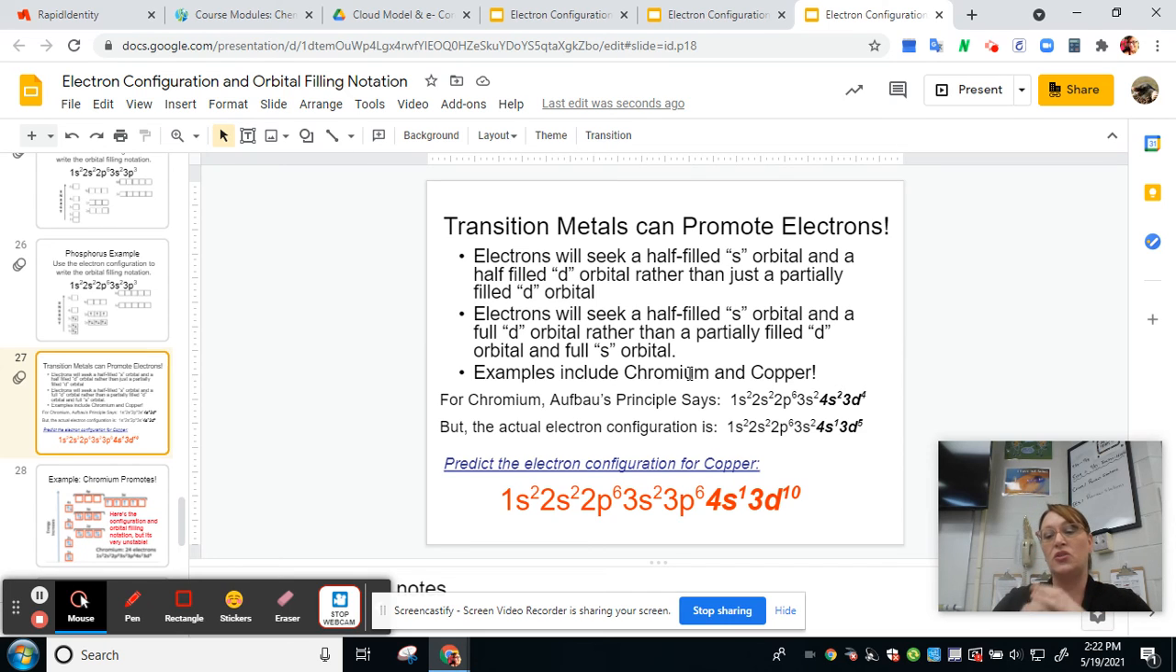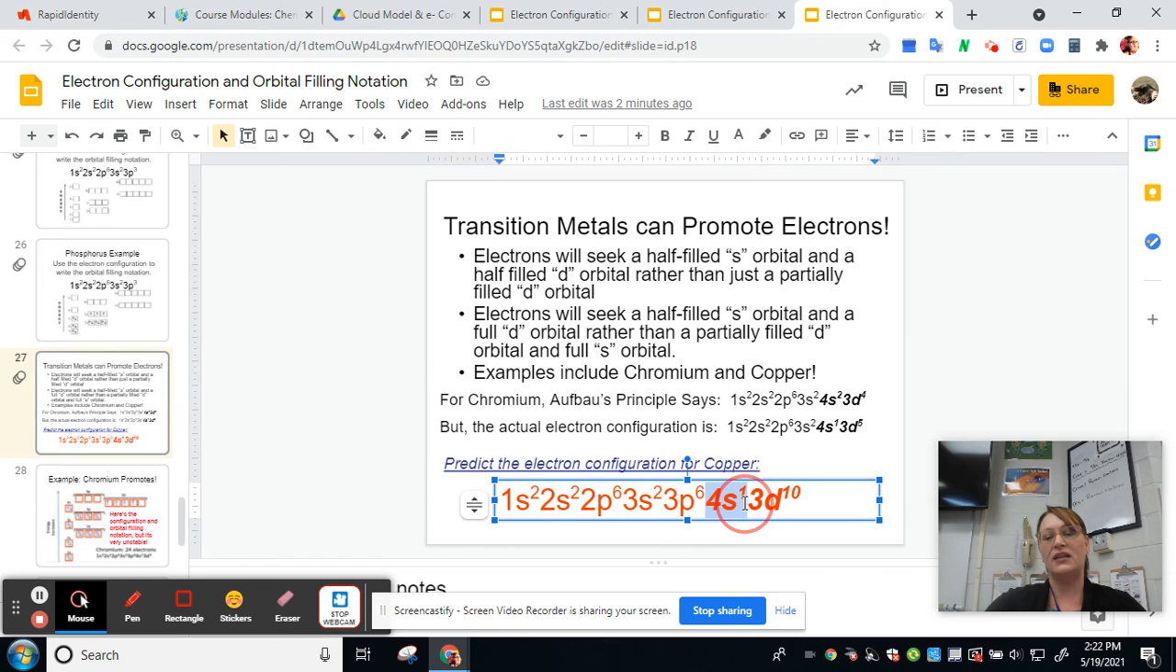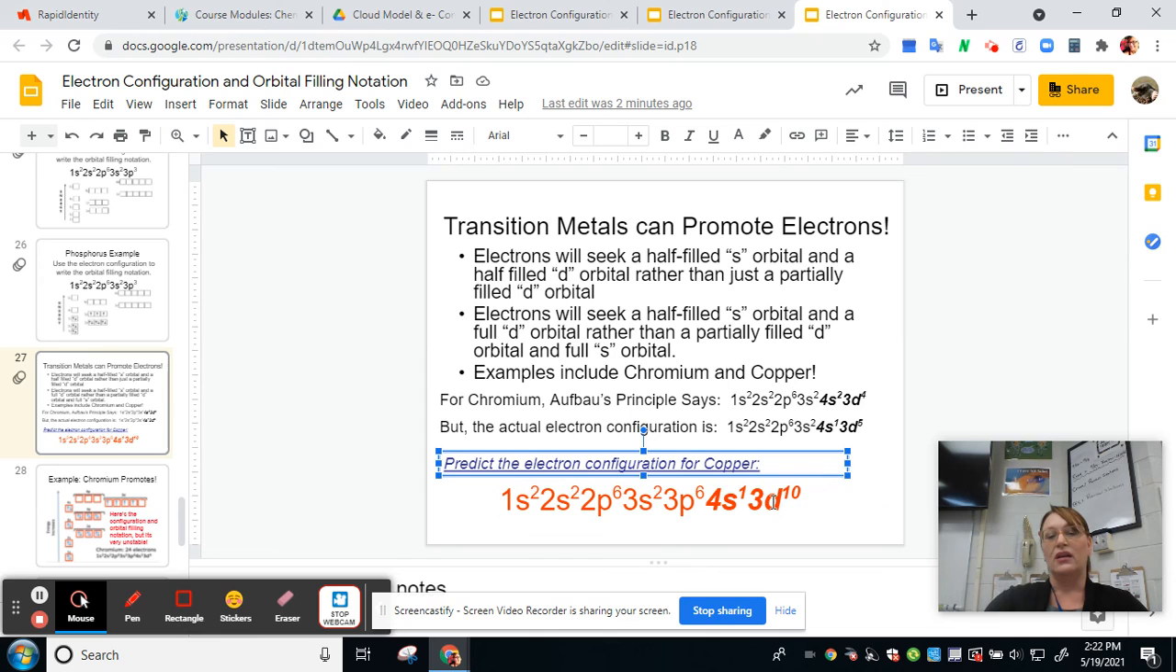And so what transition metals are able to do, in order to achieve a configuration where they have full or half full outer d sublevels, is they'll kick an electron from the 4s, or maybe even 2 electrons, from the 4s, and they'll promote them up to the 3d. So notice here, I've taken an electron away. This is copper, by the way. And I've taken an electron out of the 4s sublevel, because it used to be 4s2, and I've promoted it into the d sublevel. So now instead of 3d9, it's actually 3d10. So that's kind of cool.